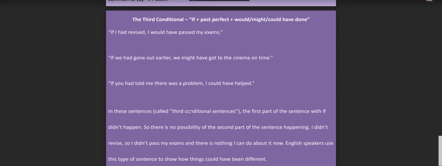And these sentences, called third conditional sentences, نسمي الجملة الشرطية ثالثة. The first part of the sentence with if does not happen. الجزء الأول من الجملة لم يحدث, so there is no possibility وليس هناك إمكانية لحدوثه. Alright? So there is no possibility of the second part of the sentence happening. I didn't revise, so I didn't pass my exams, and there is nothing I can do about it now. English speakers use this type of sentence to show how things have been different.